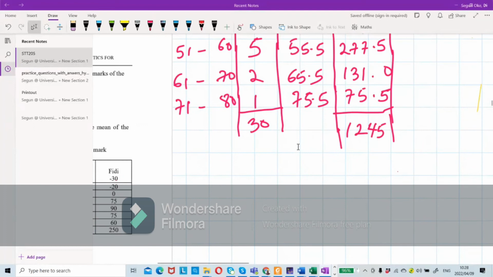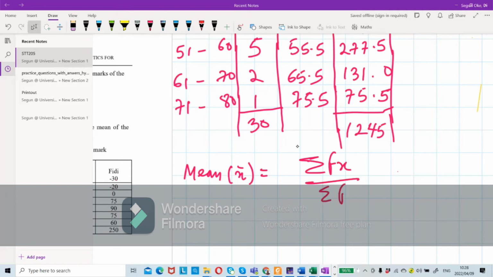So for us to calculate the mean, you write the formula. X bar is the same thing as summation of fx divided by summation of f, which is equal to 1,245 divided by 30. So what's the answer, please? 41.5. Thank you. 41.5.